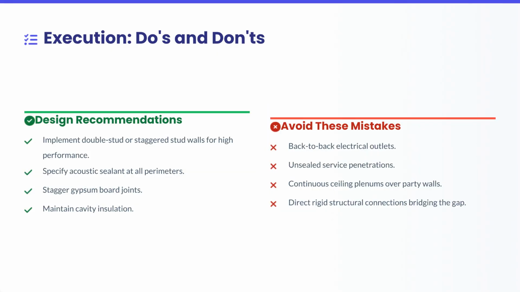For execution, design recommendations include double stud walls and acoustic sealant at perimeters. Avoid mistakes such as back-to-back outlets, unsealed penetrations, continuous sealing plenums, and rigid structural connections.